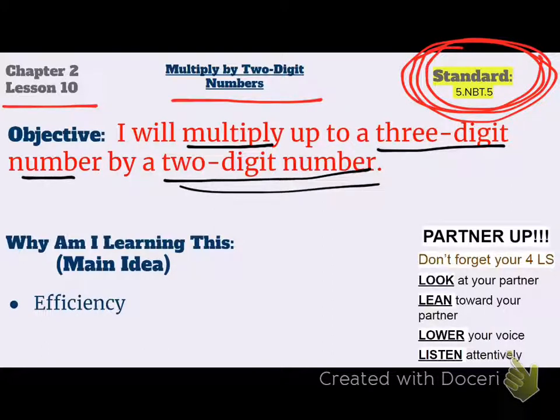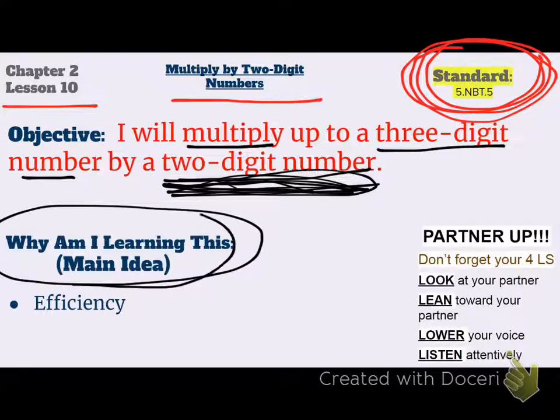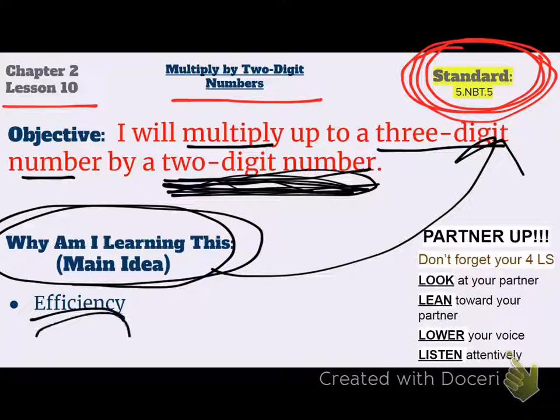Yesterday we dealt with single-digit numbers being multiplied by multi-digit numbers. Today we're going to have 2-digit numbers being multiplied by something larger. The main idea, why? Well, it's a standard. But besides being a 5th grade standard, it'll help you with your efficiency. It'll help you be able to solve things quickly. Efficiency has to do with the speed or the rate at which you do something. It's going to help you multiply faster by knowing these steps.